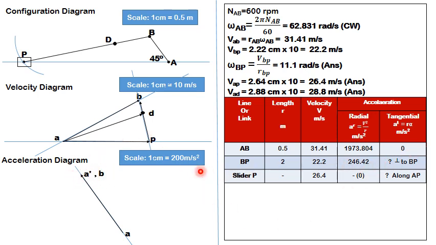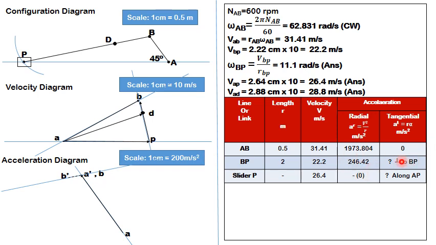Now for BP, I know the radial component, 246.42, and this component acts along link BP. Reduced to the scale which we have, the answer will be around 1.2 centimeters. So draw a line of 1.2 centimeter parallel to link BP starting from point B. So this is the line parallel to BP. On that line, I have to show a length of 1.25 centimeter. So that's what I have done.